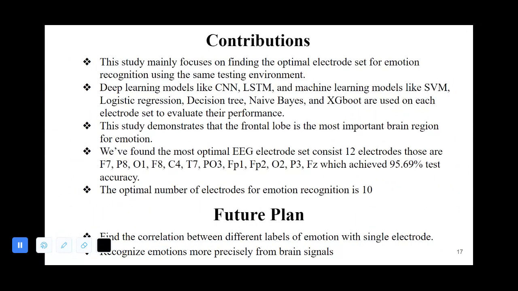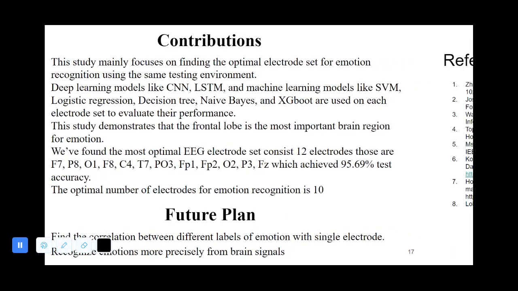So now let's also talk about our future plan. Find the correlation between different levels of emotion with a single electrode and also recognize emotions more precisely from brain signals.